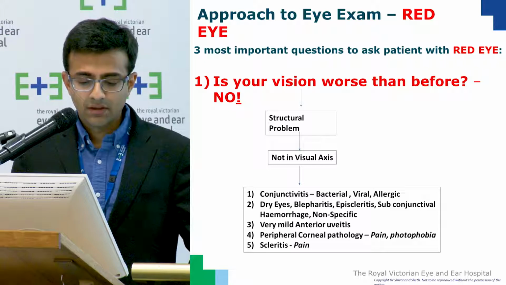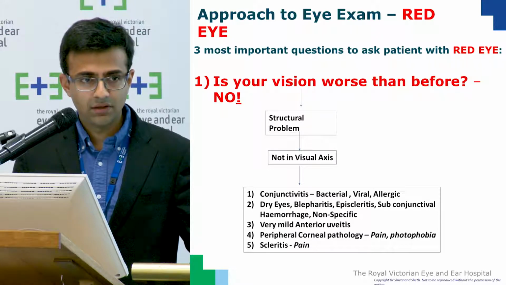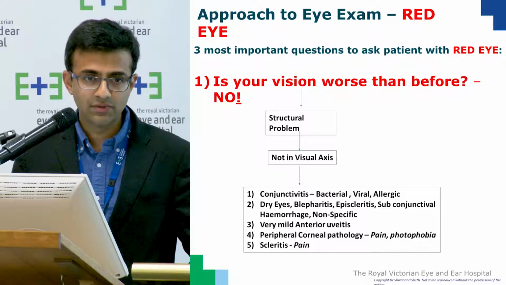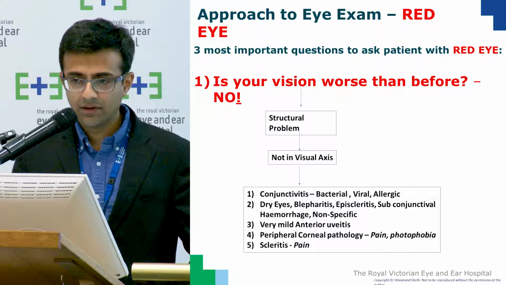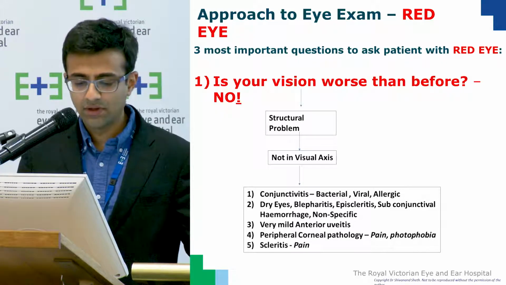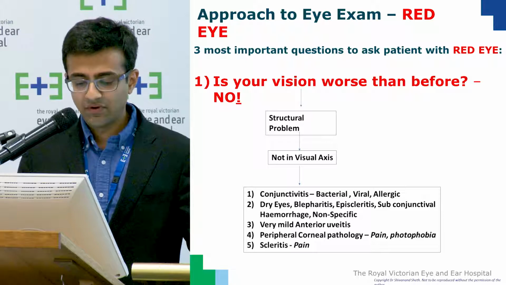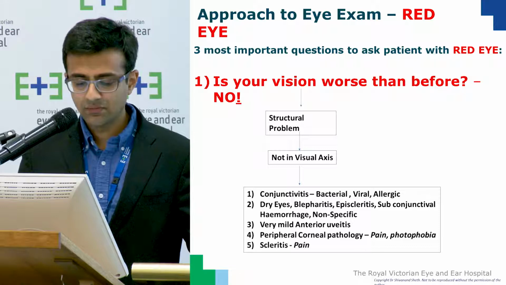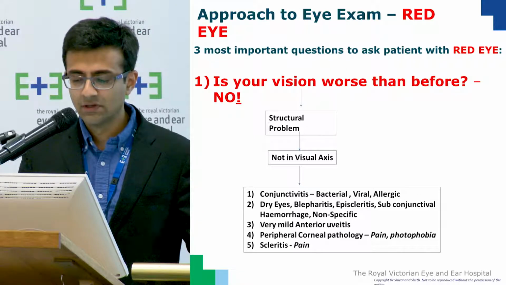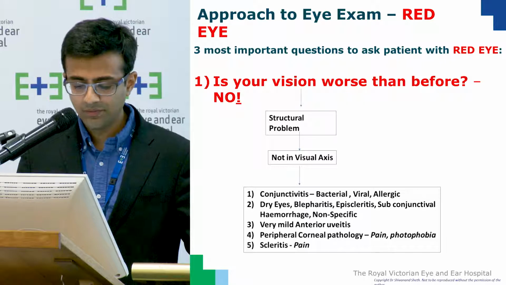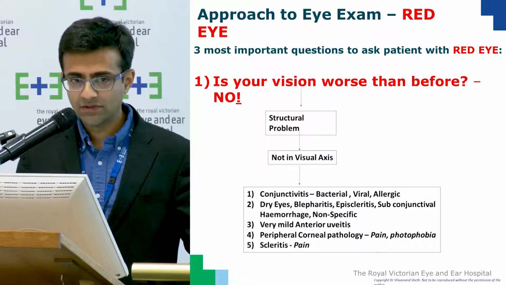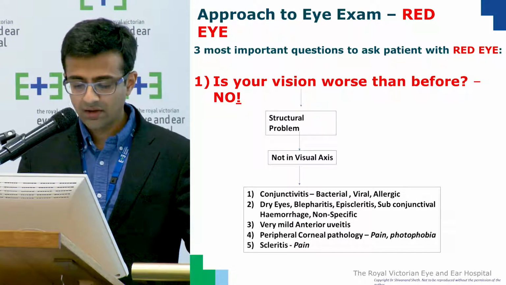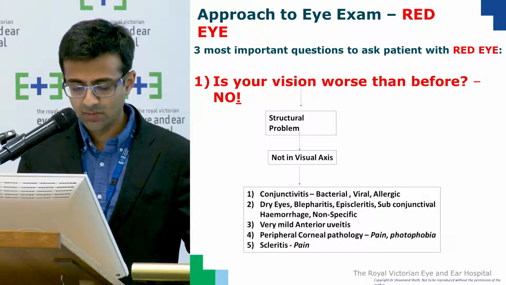Common things that cause a red eye but don't cause any significant vision changes are conjunctivitis, which is the most common referral we get. Bacterial, viral, allergic, and I'll come to that in more detail. Or dry eyes, blepharitis, episcleritis, subconjunctival hemorrhage, and non-specific red eyes. Very mild anterior uveitis can also cause the vision to remain normal. And if he's got a peripheral corneal pathology that hasn't distorted the cornea as much, you could still have good vision with the red eye, but there will be other markers that are red flags, which I'll come to later.